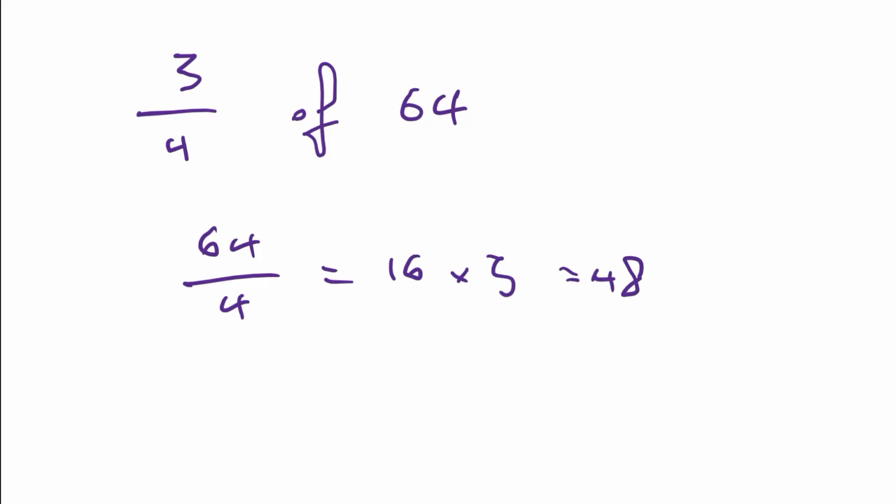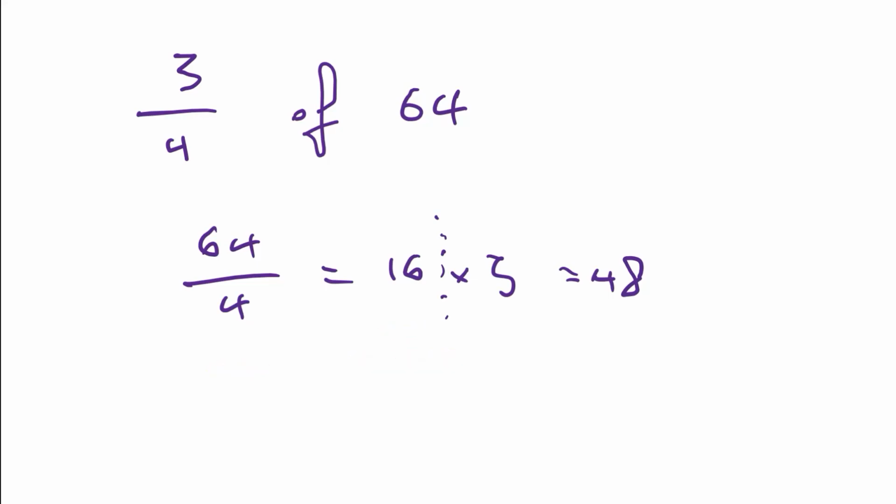Now, the final answer, 3/4 of 64, is 48. But what we've written is not correct, because this is essentially saying that 64 divided by 4 is the same as 48. No, it isn't. 64 divided by 4 is the same as 16. And that's it. That's where we should have stopped, right? And then started our second part separately. So I really hope you see what I'm saying, that 64 divided by 4 is equal to 16 times 3. No, it's not. It's equal to 16. It's not equal to 16 times 3.